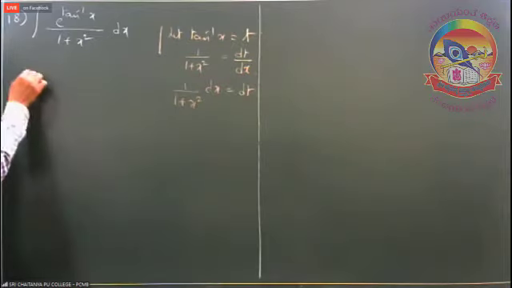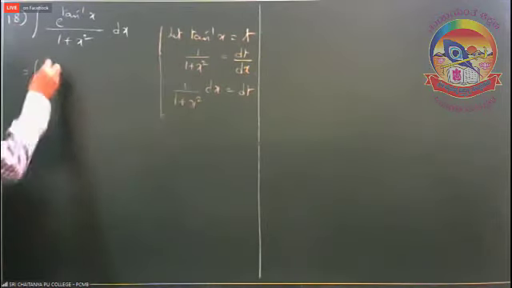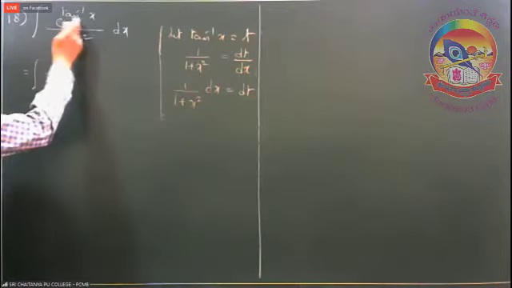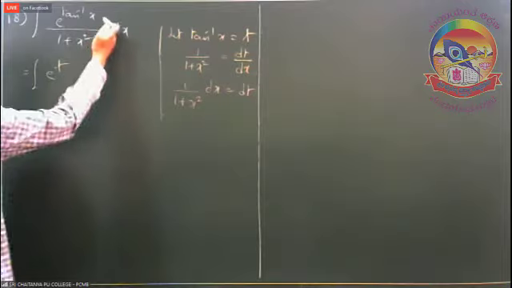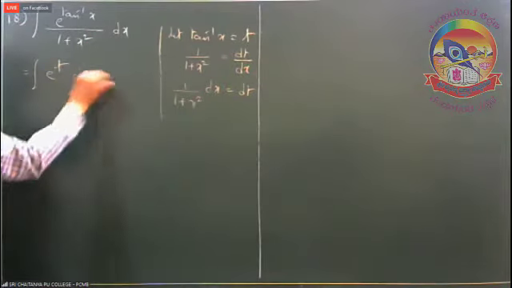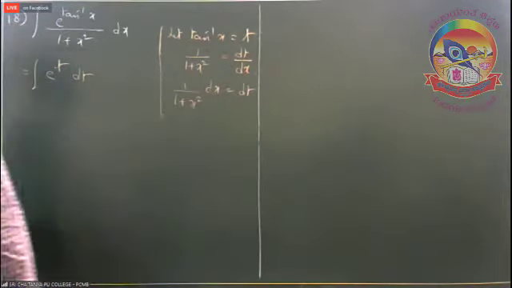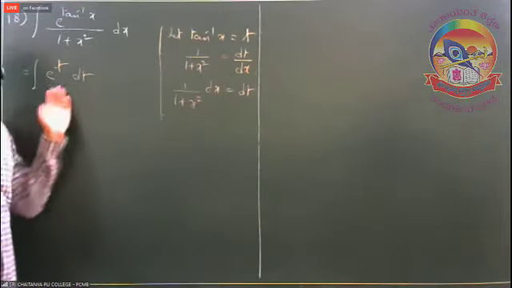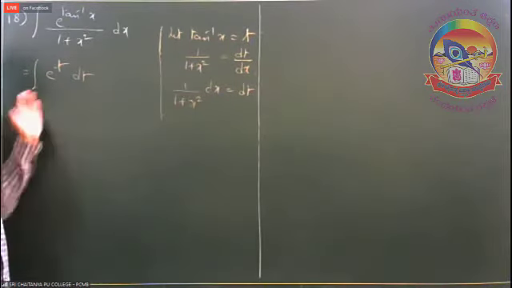So here integral of e power, here tan inverse of x is considered t, and 1 by 1 plus x square dx is equal to dt. Now it is the integral of e power x dx form.